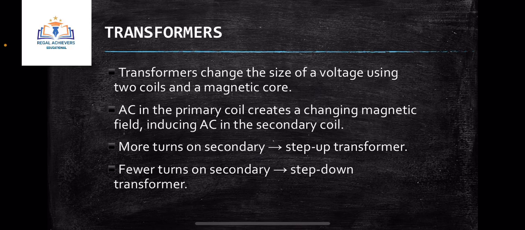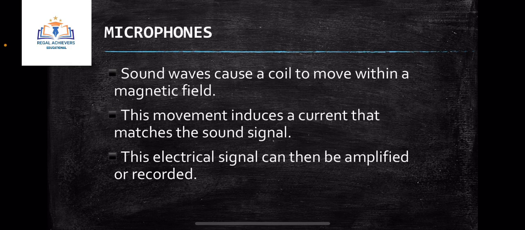Transformers. Transformers change the size of a voltage using two coils and a magnetic core. AC in the primary coil creates a changing magnetic field, inducing alternating current in the secondary coil. So more turns on the secondary gives a step up transformer, and when we have few turns on the secondary, we have a step down transformer.